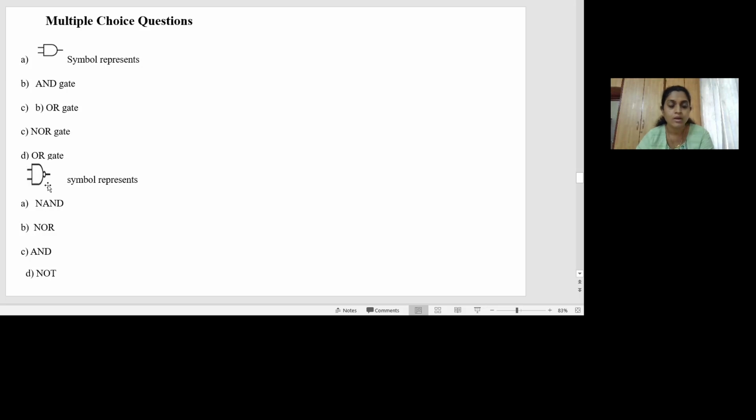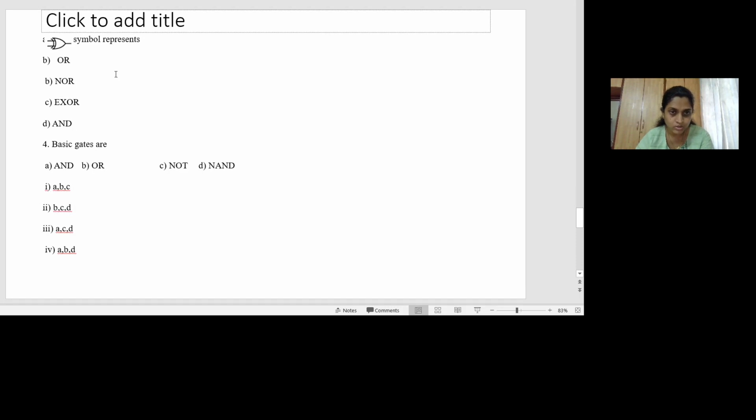This symbol represents NAND gate. NAND is a combination of AND and NOT gate. So the logic expression for the NAND gate is y equal to a and b, and the whole thing is complemented. So put a bar over a dot b. Now let's move on to the third question.